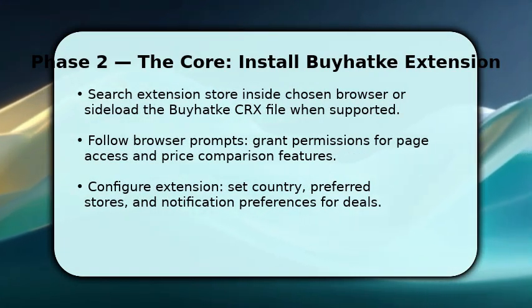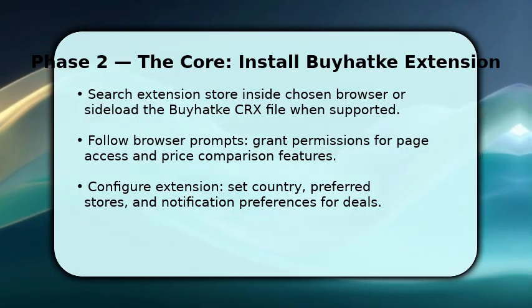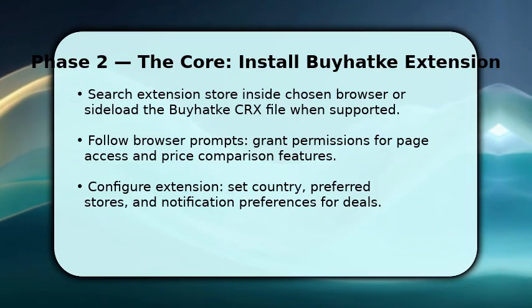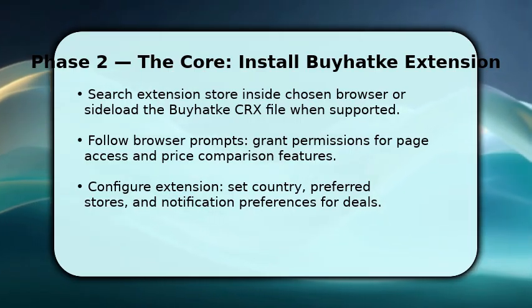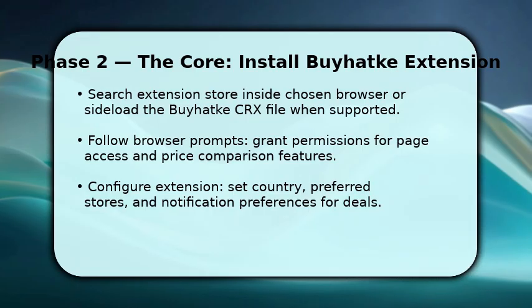Open the browser's extensions or add-ons manager, then search for Buyhatke or load the CRX file if sideloading is required. You'll see permission prompts. Accept access for page content and tabs so price comparisons work correctly.